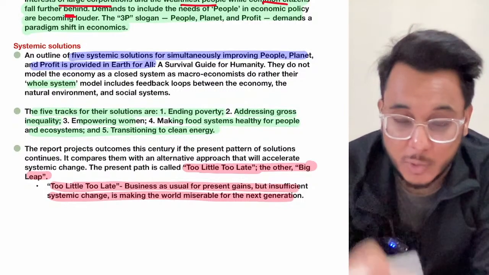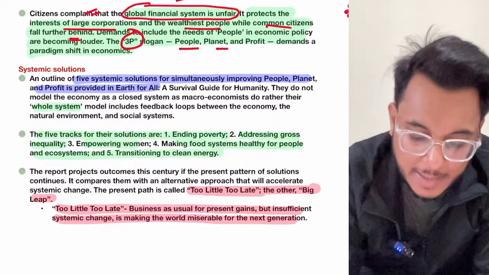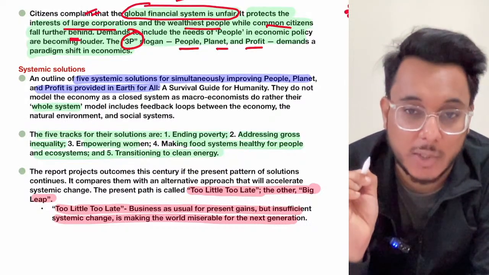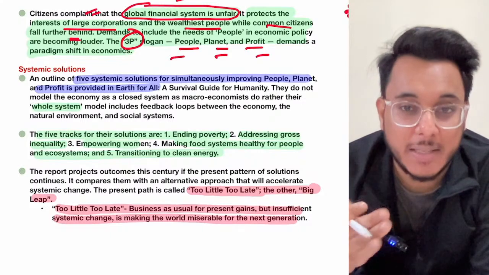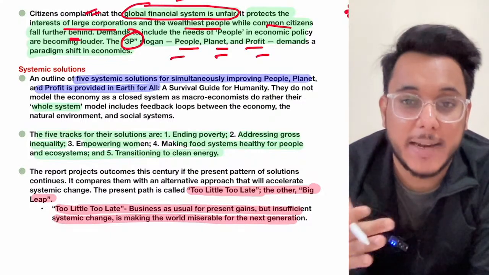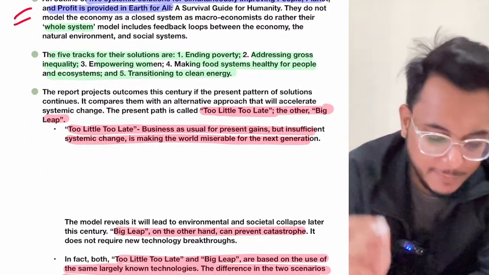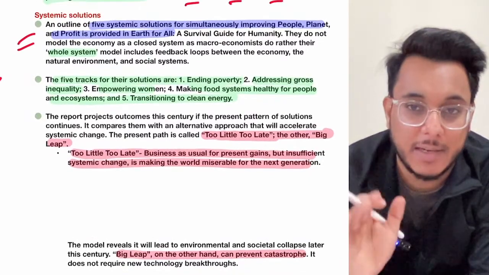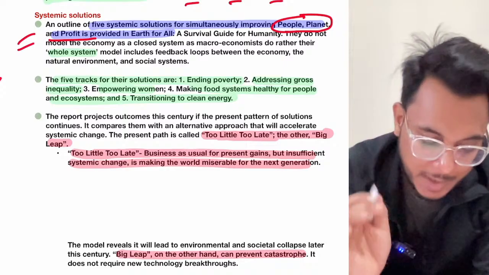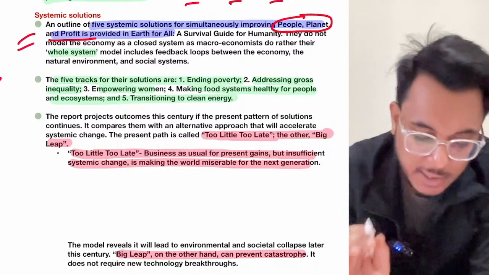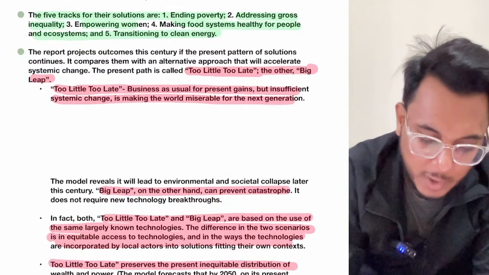Today the people want the economic policy to focus on 3P: people, planet, and profit. The corporate should focus on 3P: people, planet, and profit. People and their welfare should be there, and profitability should also be sustained. Now there are five solutions that have been provided which will improve people, planet, and profit. These five systemic solutions are: number one, focus on ending poverty.